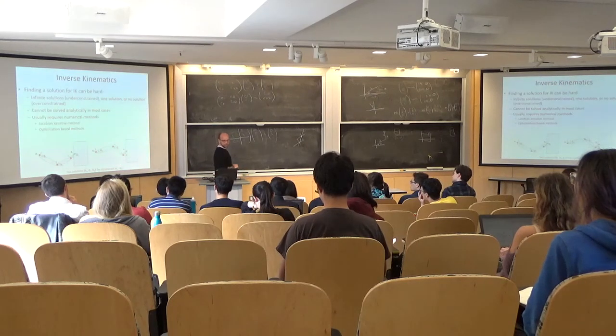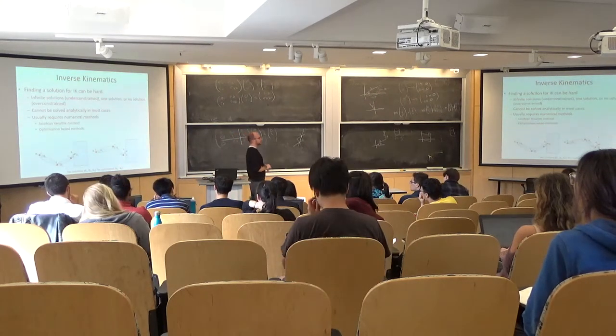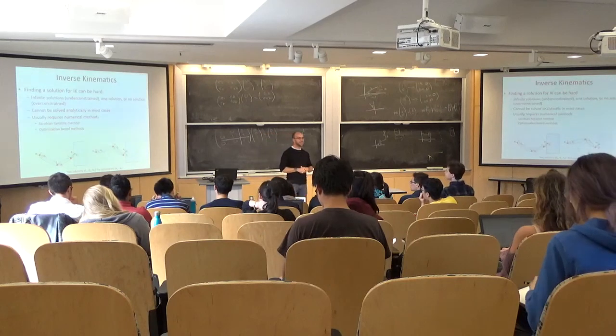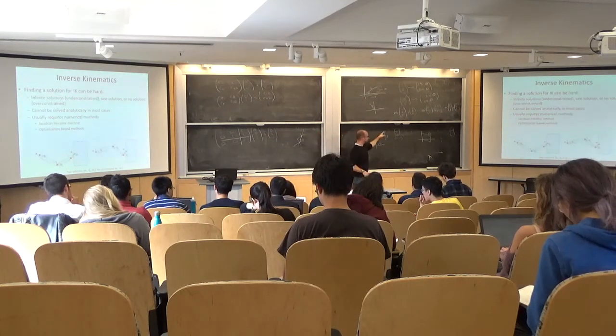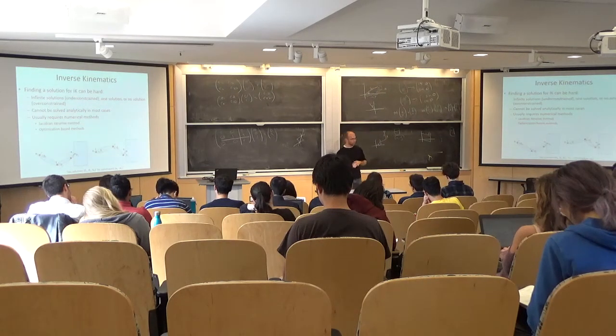And so finding a solution here is quite hard. There can be cases where there's an infinite number of solutions. That's called under constraint, right? So for example, here the arm reaching the soda can, there's a lot of different solutions that are all okay. There are other cases where there's exactly one solution. For example, when the arm is completely extended, and so on, there are none.